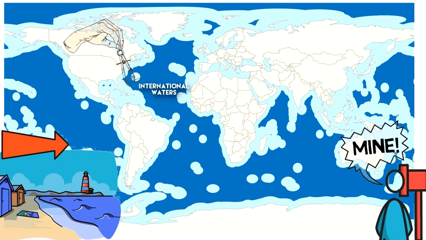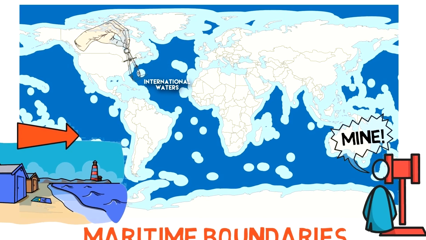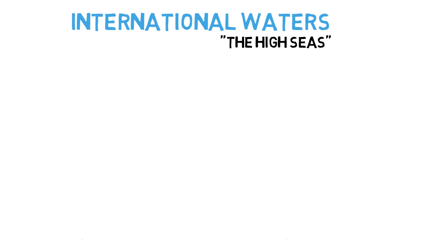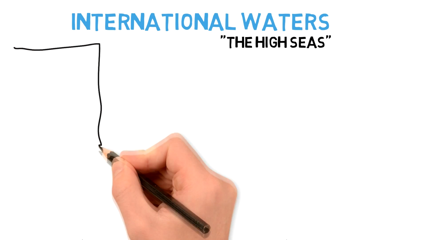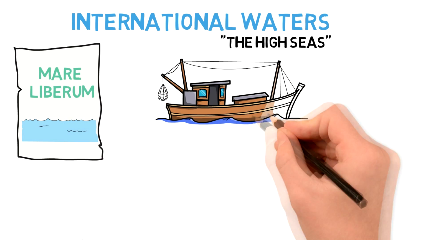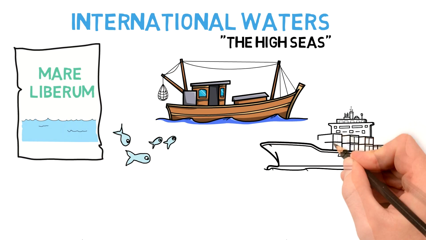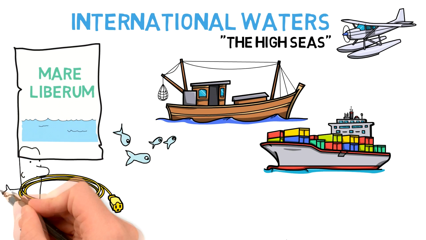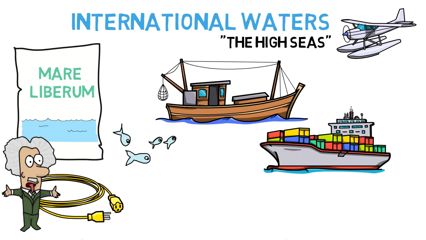Before we take a look at each country's sea zones and how these sea borders exist, let's quickly mention these international waters, also known as the high seas. These are areas that exist under the mare liberum concept, sea zones where all countries have the right to move through, fish, navigate, fly over, lay cables and pipelines, as well as conduct scientific research, but none of them have the right to control it.